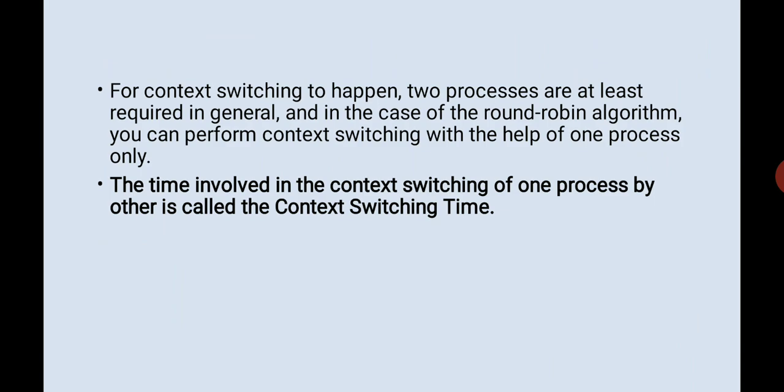Very easy, right? So for context switching to happen, at least two processes are required, because even in a single process you cannot do context switching. With whom will it switch? It is alone. So at least two processes are required. In case of round robin scheduling, you can perform context switching with the help of one process, because round robin has a fixed time quanta. We'll study it in our next lectures. The time involved in the context switching of one process by another is called the context switching time, that is CST.